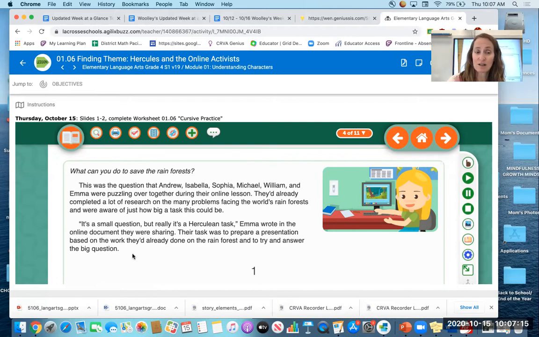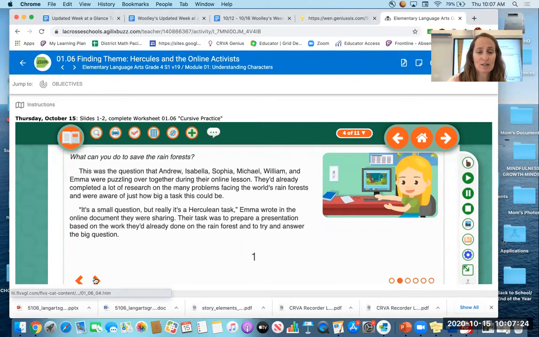So friends, this is telling you that they're all in their own house and they're working on an online document together. Okay, so they have to put together this presentation.